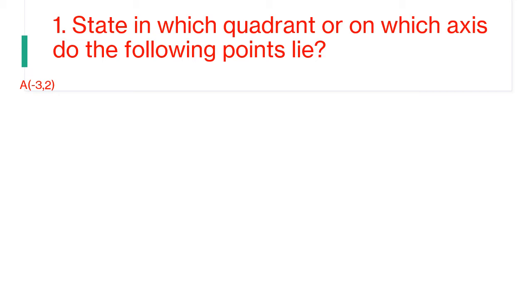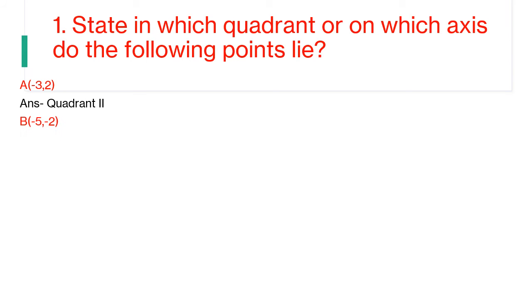Okay, now as I told you, in the first quadrant both values are positive, and in the third quadrant both the values are negative. So definitely it is not lying in the first or third quadrant. So what is remaining now? Second and fourth. Now out of second and fourth, I told you that the x coordinate will be negative in the second quadrant and the y coordinate will be negative in the fourth quadrant. Okay, so right now we have the x coordinate as negative, and therefore it will lie in the second quadrant.